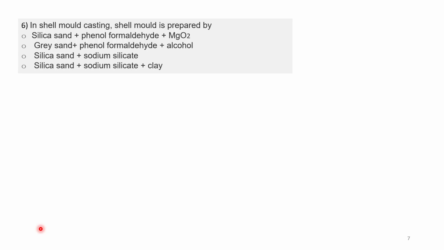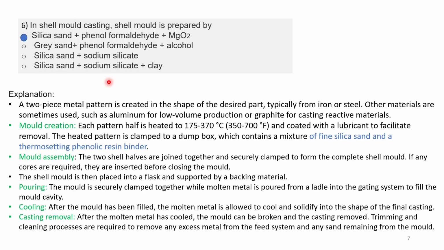Next question is, in shell mold casting, shell mold is prepared by. Your options are silica sand, phenol formaldehyde, and magnesium oxide; grey sand, phenol formaldehyde and alcohol; silica sand and sodium silicate; silica sand and sodium silicate plus clay. So which one should be the answer? So first one will be the correct answer.